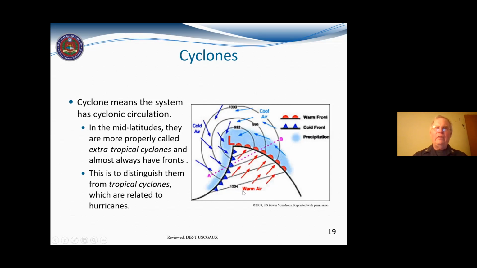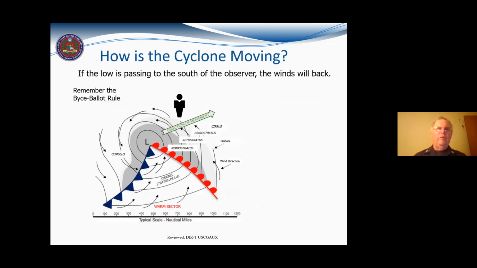Now, watch what happens. These things move from southwest to northeast, usually. Not always. We're going to look at storm tracks in a minute. Now, if the low is passing to the south of the observer, the wind's back. Now, this isn't a really good picture. It shows this dude standing here. You have to imagine a person standing on this line, facing into the wind, facing to the low, down to the right. Now, the low pressure is to his left and a little behind him, just like the Buys Ballot rule says.